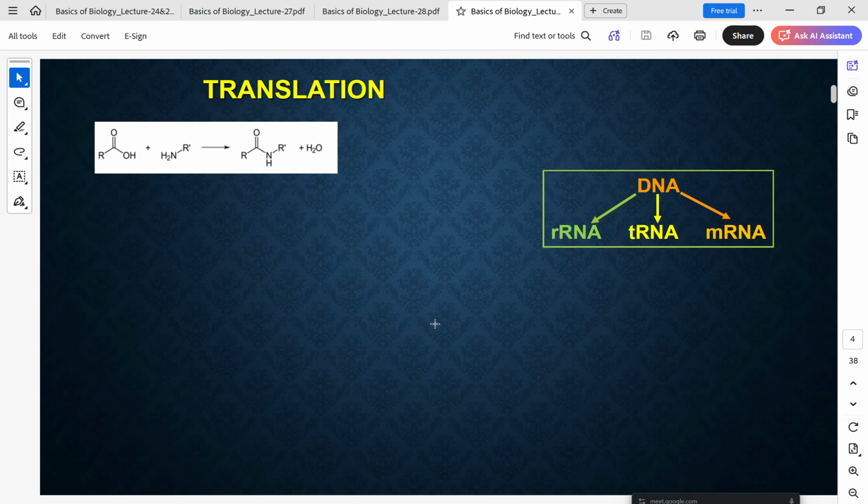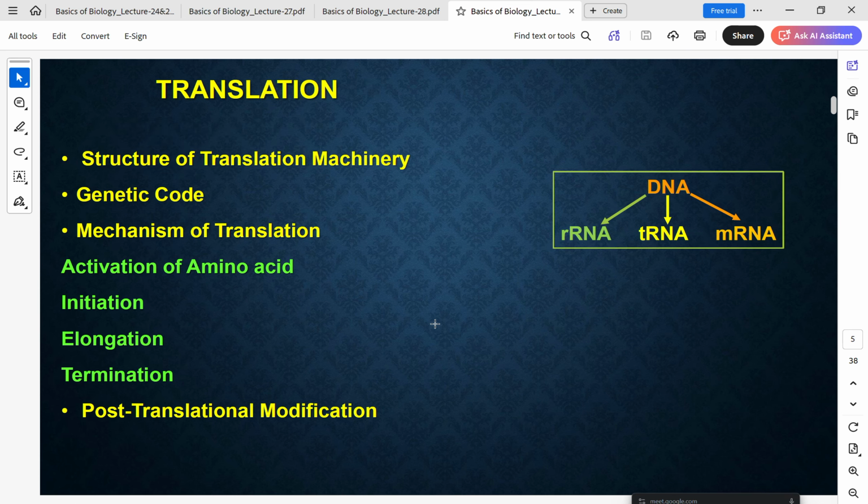Now let's look at translation, which is required for making the protein molecules from the information present in the RNA.